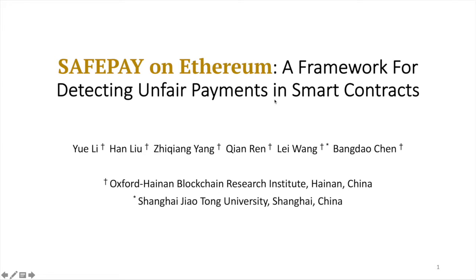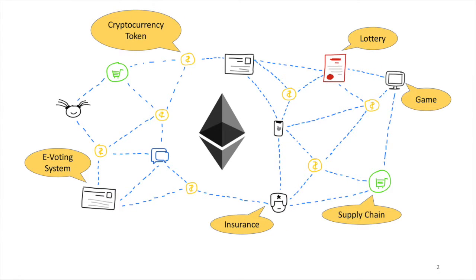This video introduces a framework for detecting unfair payments in smart contracts. Smart contracts were introduced by Ethereum to perform transparent and traceable transactions on blockchain. We have already seen a lot of contracts for cryptocurrencies, games, lotteries, and more. We also have contracts for e-voting, insurance, and supply chain as well.